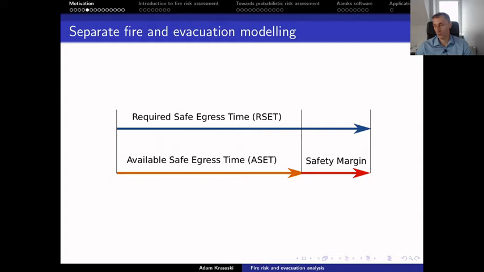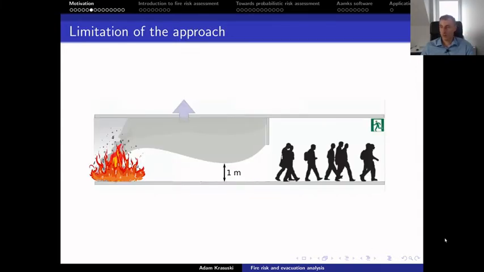So we base it on some scenarios and separate fire and evacuation modeling. So we separately calculate ASET, we separately calculate RSET, add some safety margin, and then compare and check this inequality. But what are the shortcomings of separate fire and evacuation analysis?